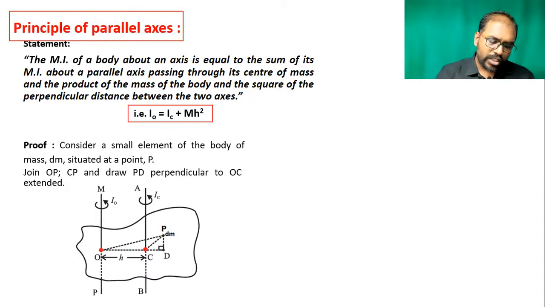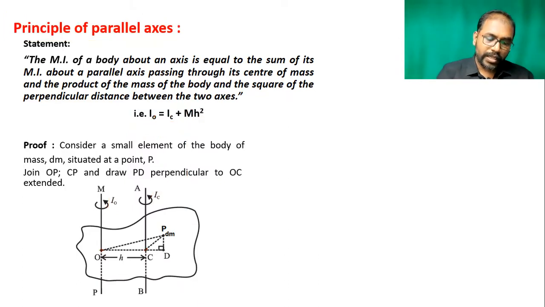Now if an axis passes through this point O and the body rotates about it, then the moment of inertia of the body about that axis is IO. You can see this IO in the formula. IC is what? If we consider an axis passing through the center of mass and the body rotates about that axis, then the moment of inertia of the body about an axis passing through the center of mass is IC. Then M is the total mass of the body. Then H, you can see H in the diagram. H is the distance between two parallel axes, or you can write the perpendicular distance between two parallel axes. It is not just any distance, it is the perpendicular distance. So the perpendicular distance between two parallel axes is H.